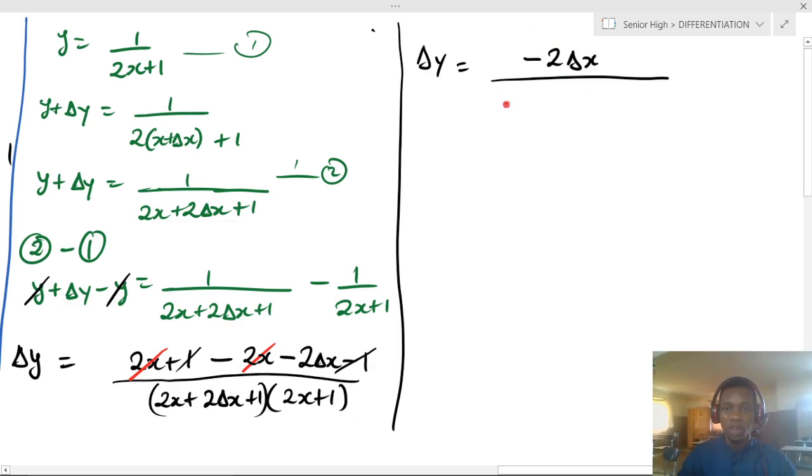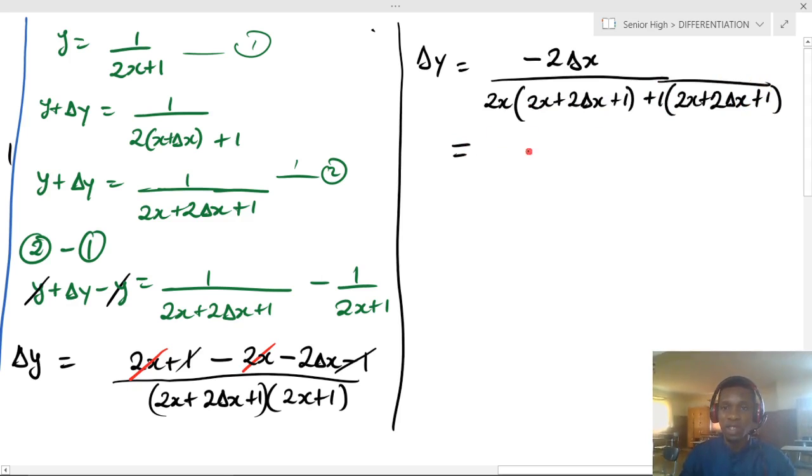Opening this one, what do we have? We have 4x squared. Remember, let's use this one to open this one. 4x squared, and then we have plus, this is going to be a very long opening. Let's take it step by step so that we won't rush too fast. So taking it step by step, I have that 2x is opening 2x plus 2 delta x plus 1, then plus 1 also opening 2x plus 2 delta x plus 1. So we do it step by step: 2 delta x over what?